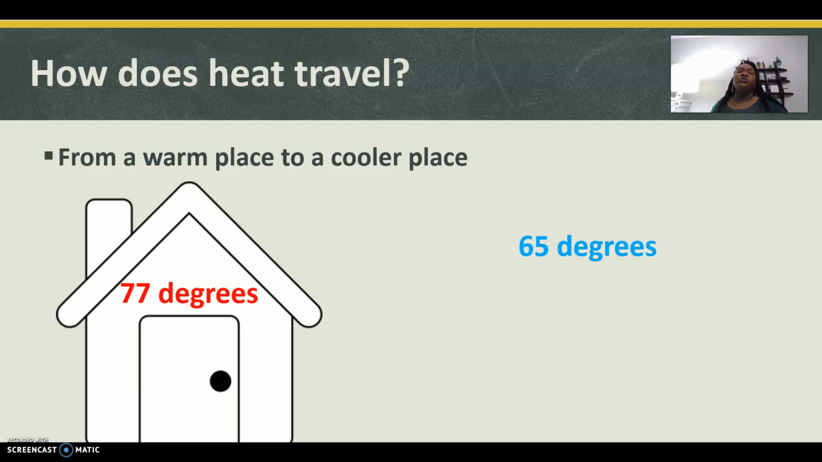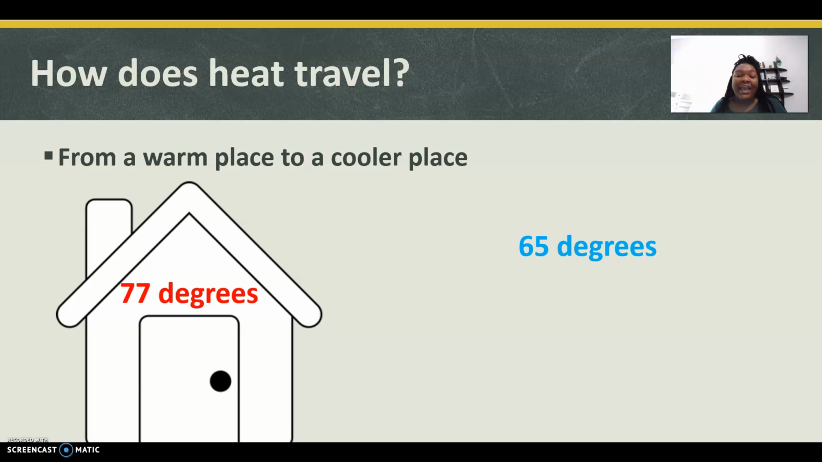We need to be able to answer the question, how does heat travel? When we're talking about how heat travels, it's important for us to know that heat will always move from a warm place to a cooler place. So let's look at this picture of this house. Inside this house, it's 77 degrees. That's a pretty warm house. But outside the house, it's 65 degrees.